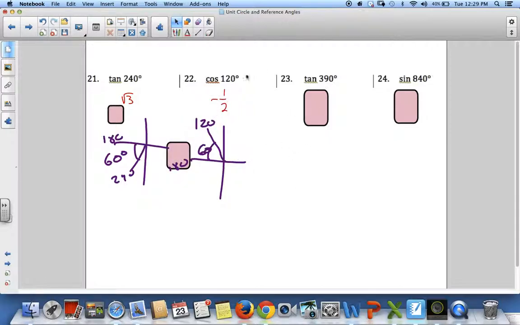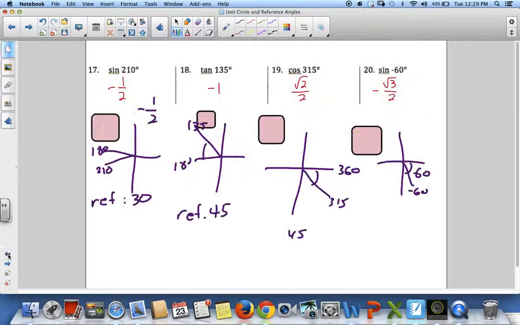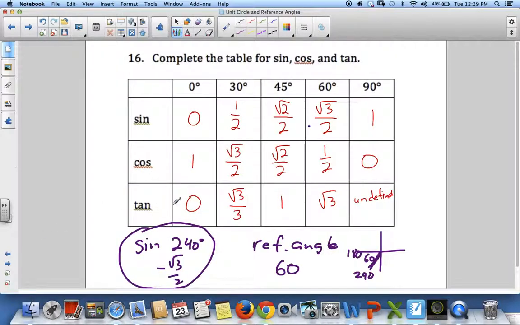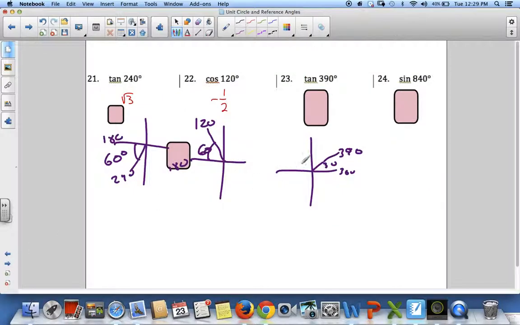390, now I've got to figure out where 390 is going to be. So if I do my graph here, this is 90, 180, 270, 360. 390 is right here. That's going to be a reference angle of 30 because that's 360. So that's the difference there, 30. So all the rules of 30 apply. And the tangent of 30 is square root of 3 over 3. And it's positive in this quadrant, so the answer should be square root of 3 over 3. And sure enough, it is.